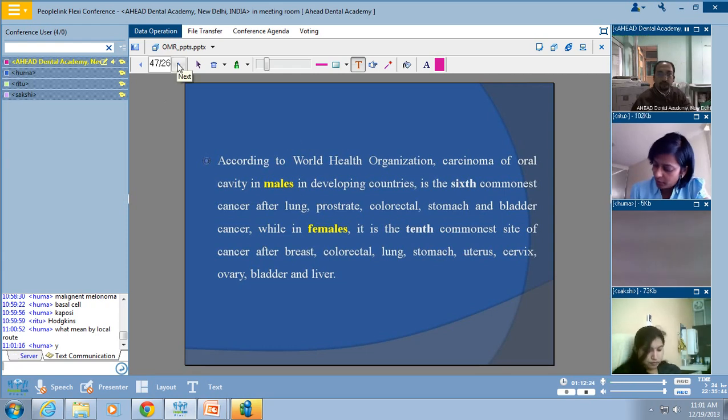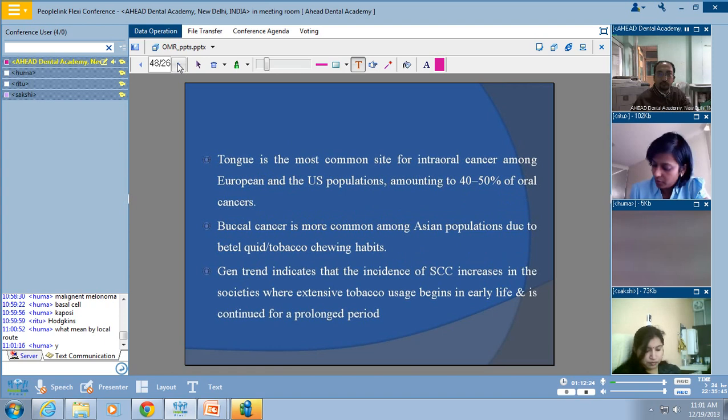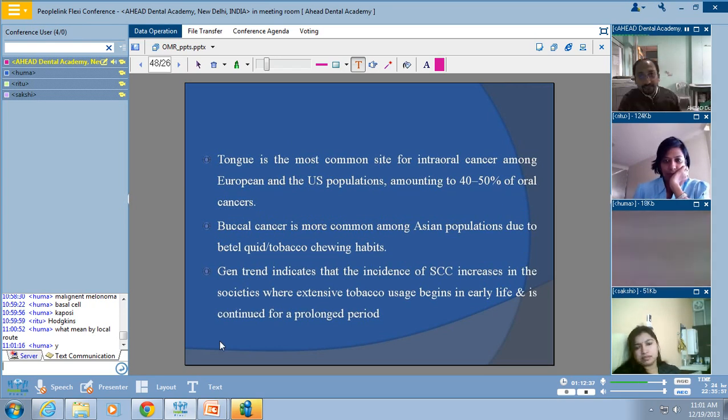Now this question is a bit controversial: which is the commonest site for intraoral cancer? Well, as I have written in the first slide, it is the tongue. So tongue is the commonest site for intraoral cancer among the European and the American populations, and even the Australian population. But if I ask you among India, among the Asian population, the answer is actually buccal vestibule.